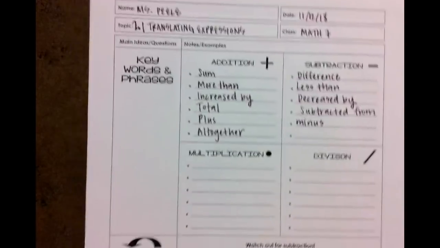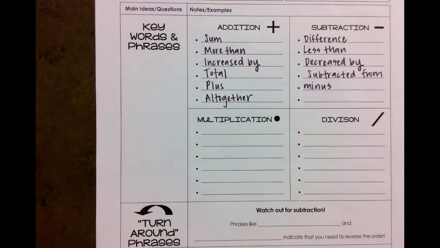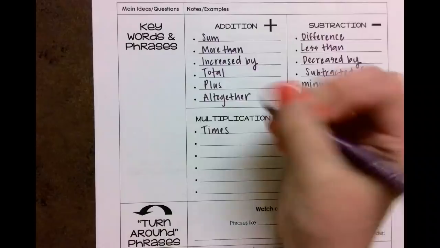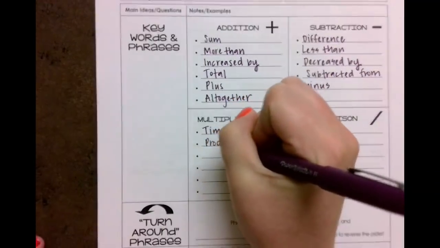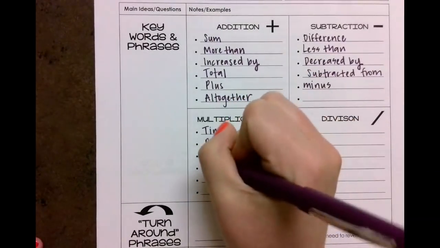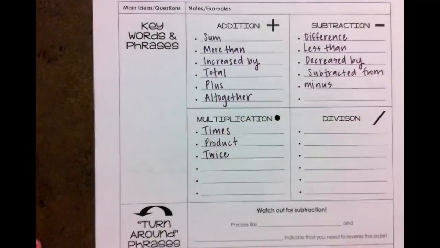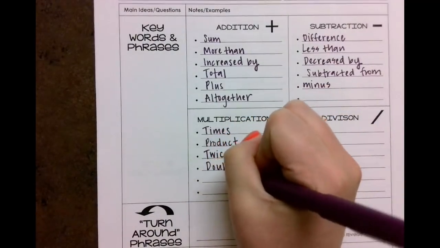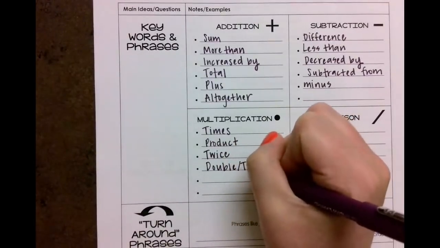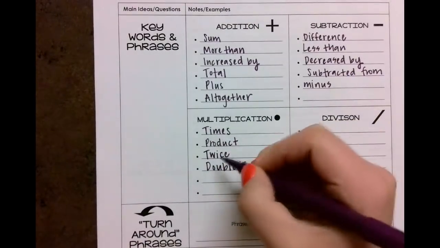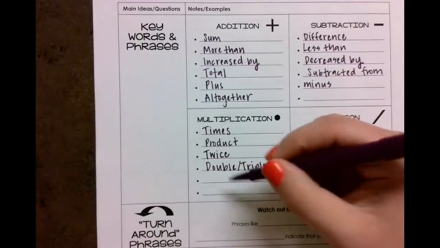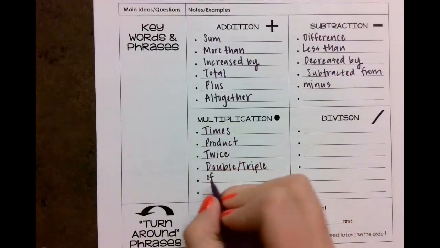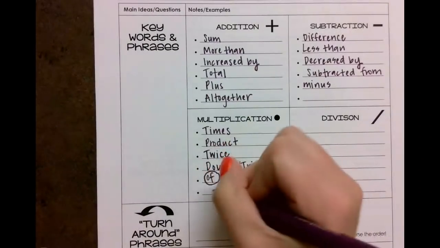Now, what about words that mean multiplication and division? Some of these you're going to know, some of these are going to be easy. Times, product, twice. I know twice you might think adding, but it's not. It's multiplication. If you hear or read the word double or triple, twice means 2 times, and double and triple mean 2 times or 3 times. The word of, we've talked about this one before. This is a big one: of, and per.